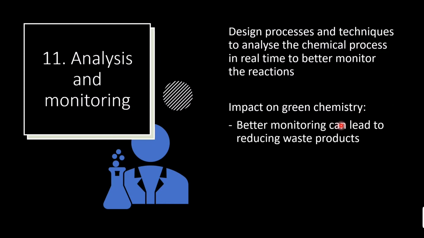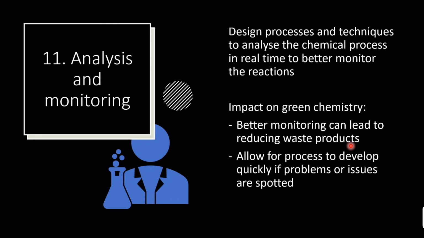So our better monitoring can lead to reducing the waste products. So if we see more waste products being produced, we can alter our reaction. So we can develop our reactions quickly if any problems or issues are spotted. So if we see that we're producing too much waste, we can alter our chemical reaction. We can learn that we need to develop it.